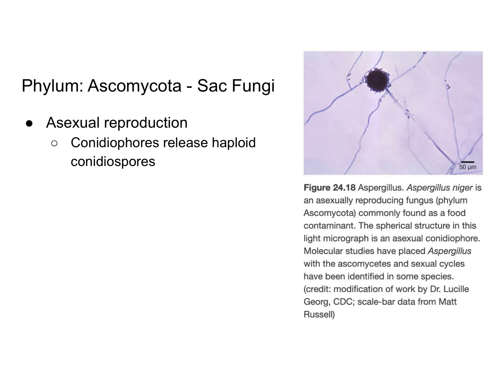The Ascomycota can do asexual reproduction as well as sexual reproduction. And during asexual reproduction, conidiophores release haploid conidiospores. And these are structures that are extending from the hypha of the mycelium. And so you can see here, this would be the conidiophore. And then the conidiospores would be inside here, and then they would get released out into the environment.